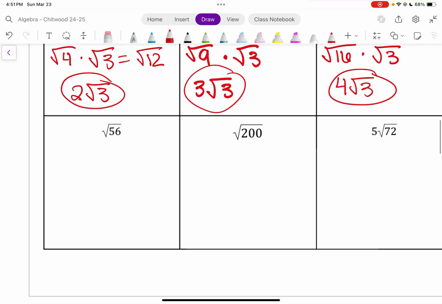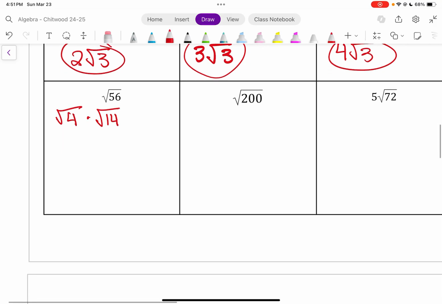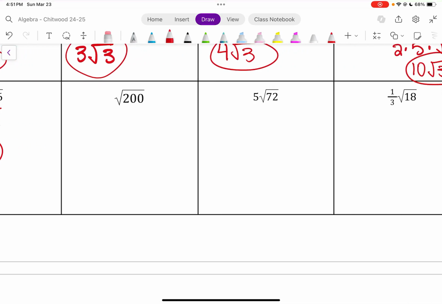All right, square root of 56, that can be broken into square root of 4 times square root of 14. A lot of this is just looking at the factors of these numbers and trying to divide them by perfect squares. That is honestly the best way to go through it. The square root of 4 equals 2, and then I still have my square root 14. For 200, again, you can try this on your own.